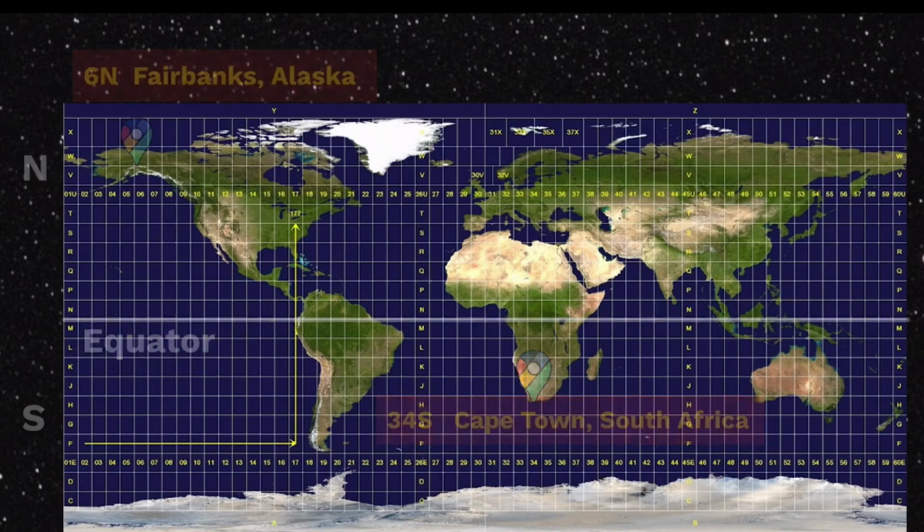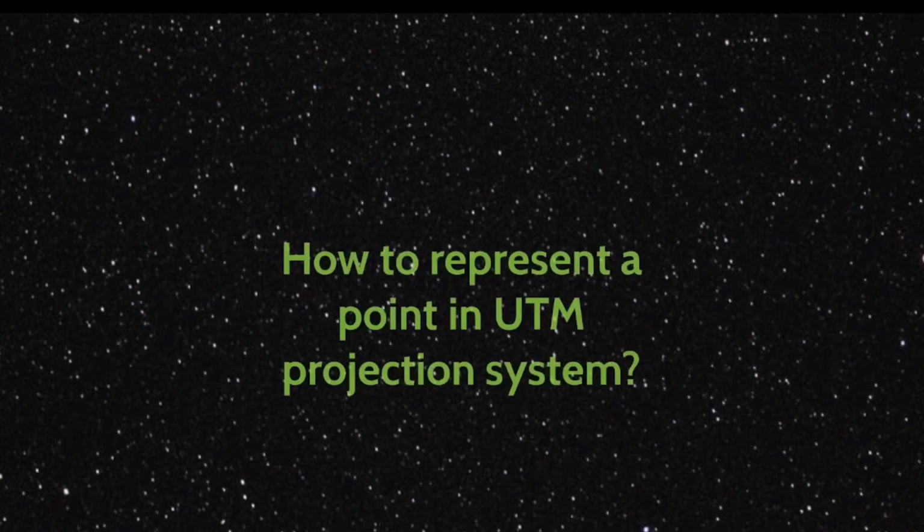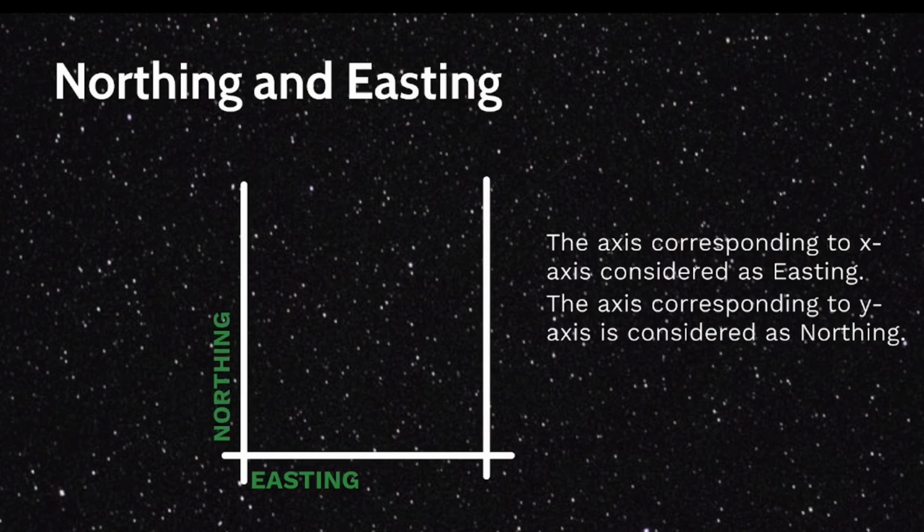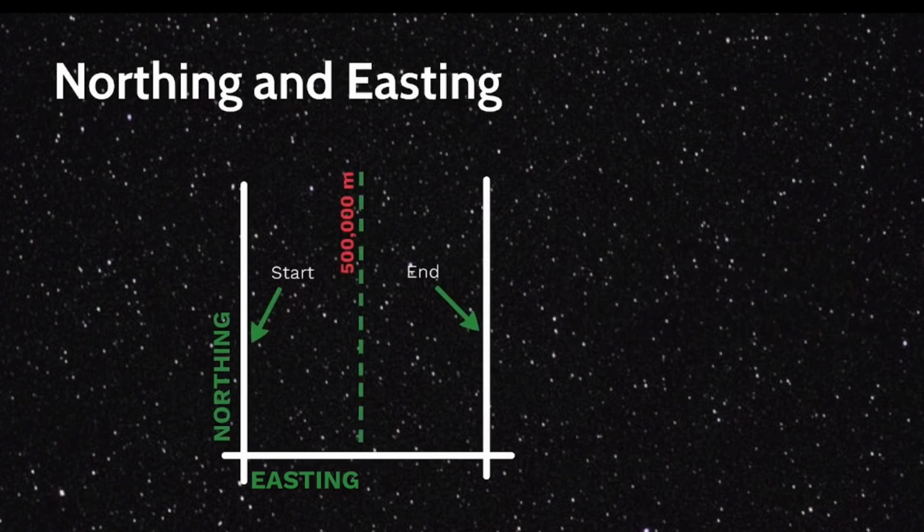Now we will learn how to represent a point in the UTM projection system. In a UTM zone, the x-axis is called easting and the y-axis is called northing. The easting and northing values are in meters. In each zone, the central x-axis value, also called central meridian, is set at 500,000 meter easting and the y-axis value at the equator is set at 0 meter northing, because the easting length changes from the equator to poles due to Earth's curvature.